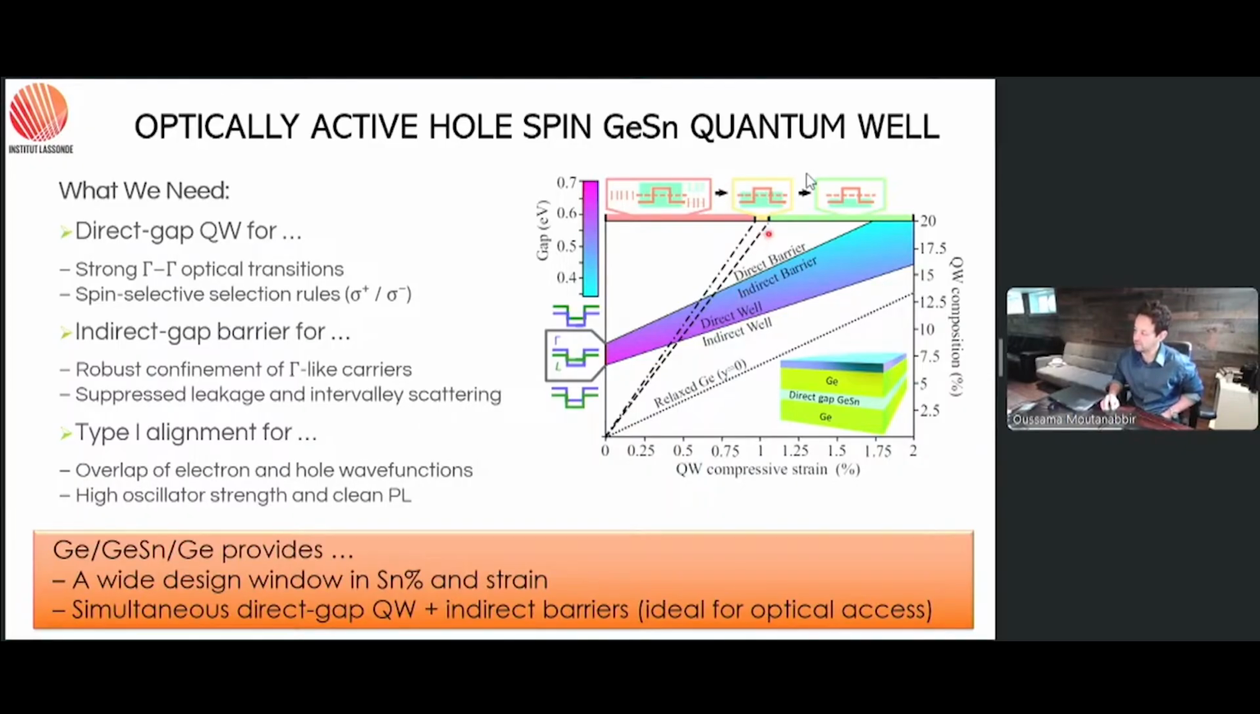But if I move to the green zone, my confined heavy hole state stays above the continuum of the light hole, and this is exactly where I want to be. So I want to be to the right of this dashed line, above this line, and below this line. Basically, somewhere in this zone, which is obviously the most difficult part to grow. You need stronger tensile strain in germanium and strong tin incorporation. Anything should be above 15% to be on the safe side.